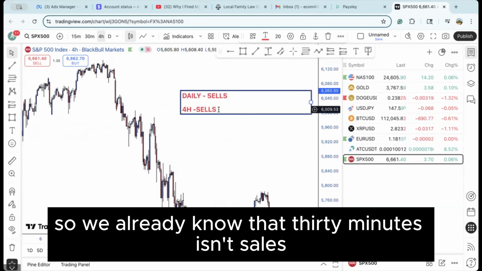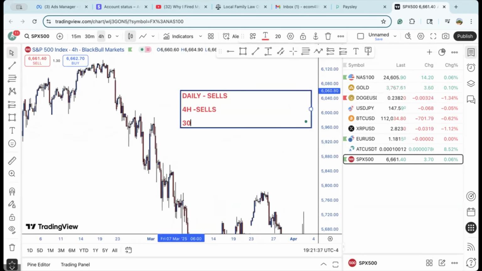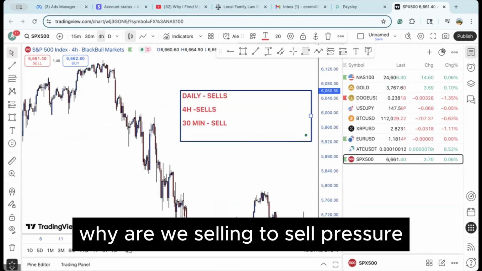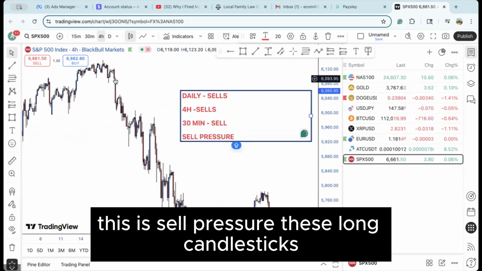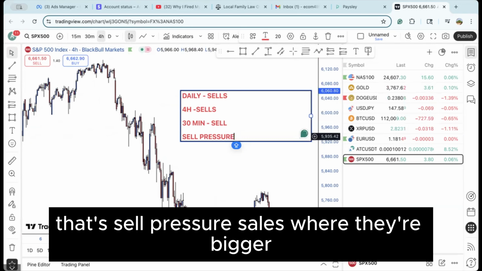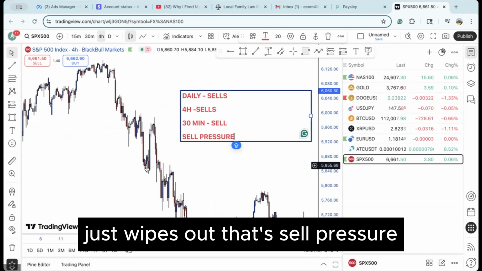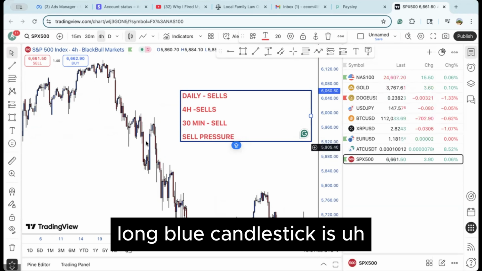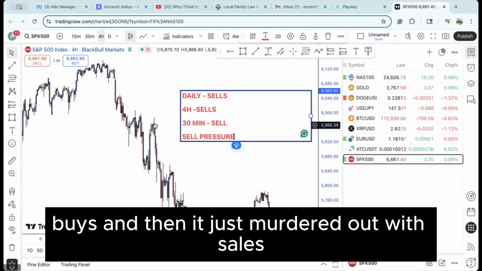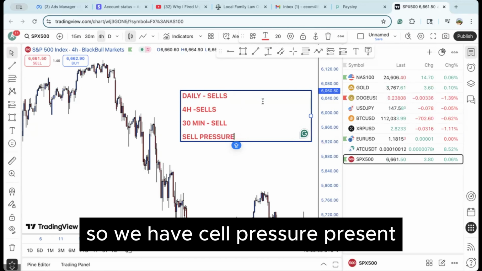So we already know that 30 minutes is sales. Why are we selling? Because of sale pressure. These long candlesticks, that's sale pressure. Where sales are bigger, they're just eating up all the blue candles, just wiping it out. That's sale pressure. This long blue candlestick is buys, and then it just got murdered with sales. This is obviously sell pressure. So we have sell pressure present.